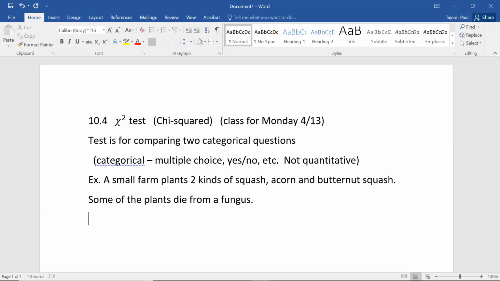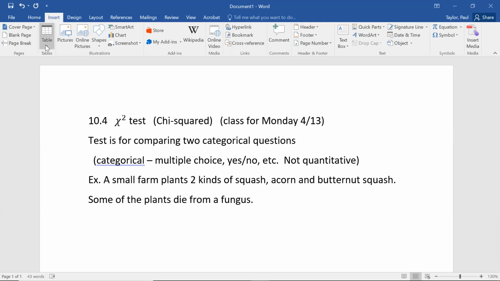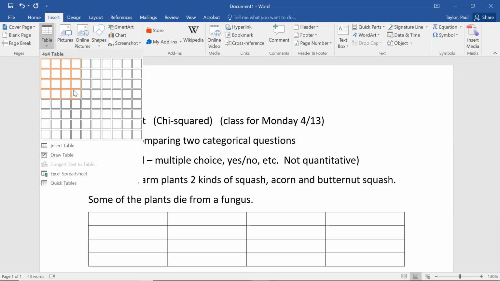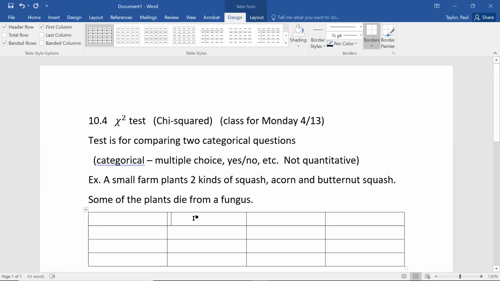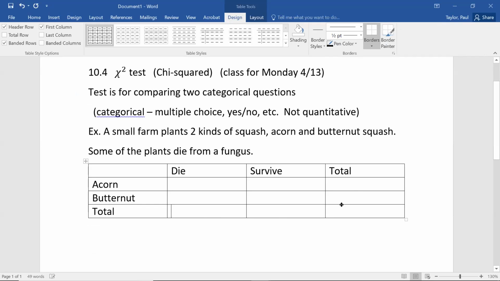So we are given a bunch of information. I'm going to put that in a little table here. Every squash plant is either an acorn squash or a butternut squash, and every squash plant either dies from the fungus or it survives. And then I'm going to have the totals off to the side.